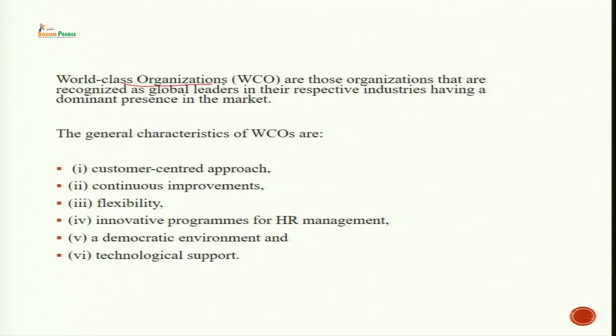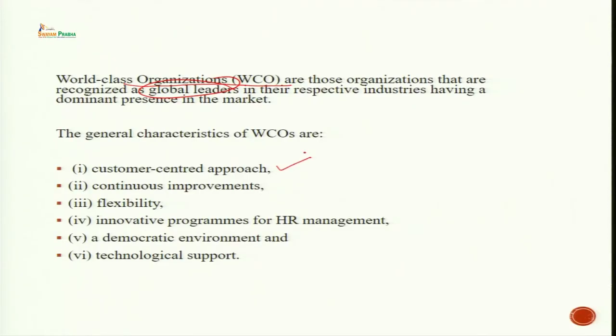for organizational working practices. Moving further, the last part is one of the recent trends: world-class organizations. They are those organizations that are recognized as global leaders in their respective industries and have a dominant presence in the market. Now, students, let us see what are the characteristics of these world-class organizations that have made them best-in-practice organizations. One is a customer-centric approach, focus on the customer and their requirements, continuous improvement, continuous research and development, and fostering creativity. Flexibility, reducing rigidity, giving a platform to the employees so that they come up with better ideas and can experiment on them. Innovative programs for HR management, since human resource is a kind of resource where behavioral predictability is highly unpredictable. A democratic environment and technological support.